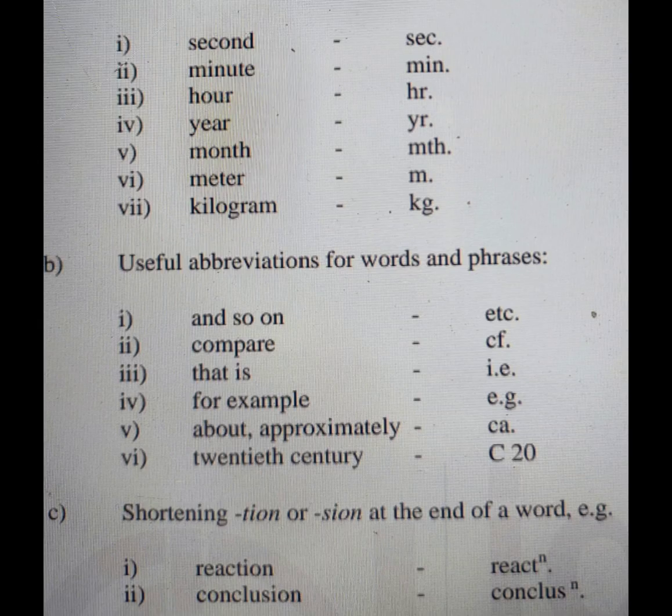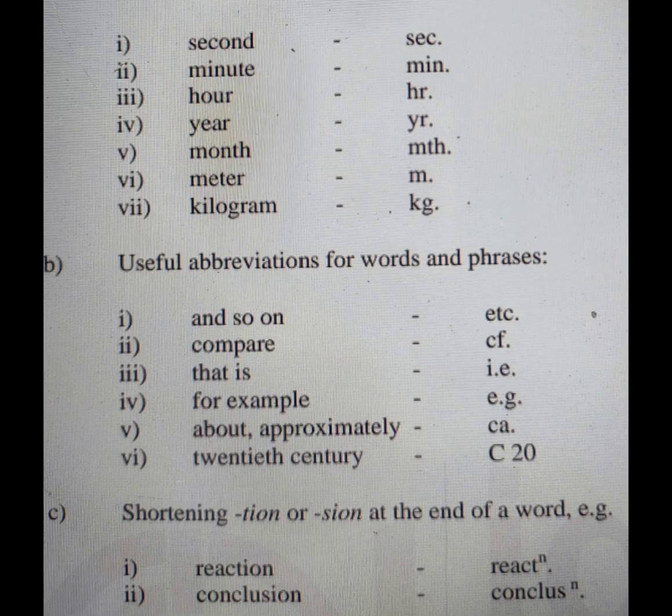I. And so on, etc. II. Compare, cf. III. That is, i.e. IV. For example, e.g. V. About, approximately, approx. VI. 20th century, C20. C. Shortening tion or sion at the end of a word, e.g.